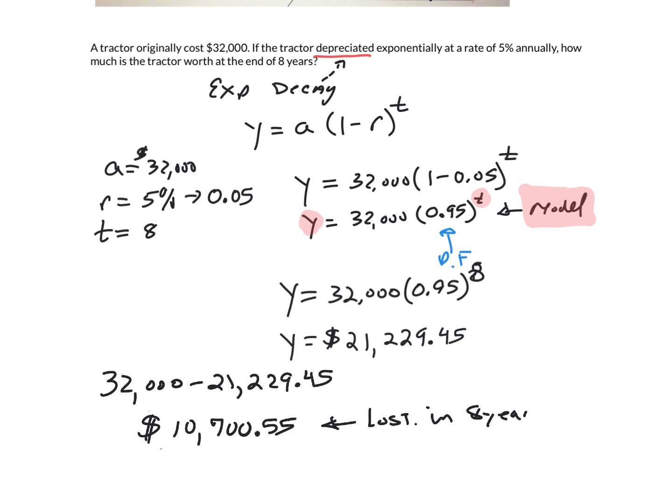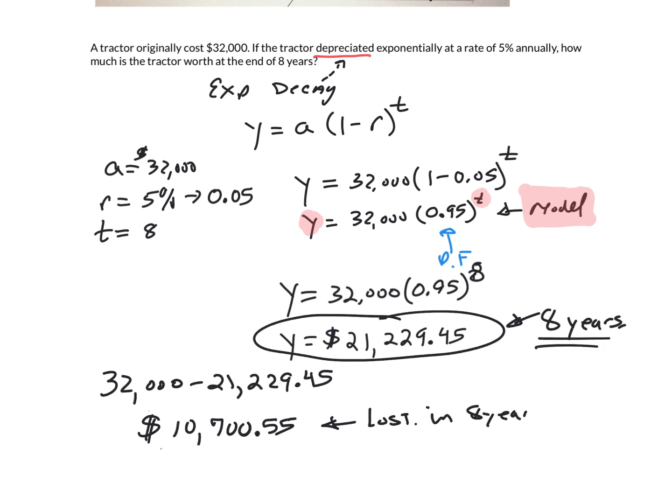But what did they ask us? They asked us, how much is the tractor worth in 8 years? It is worth approximately $21,000 in 8 years. So the person could sell it for approximately that much money.